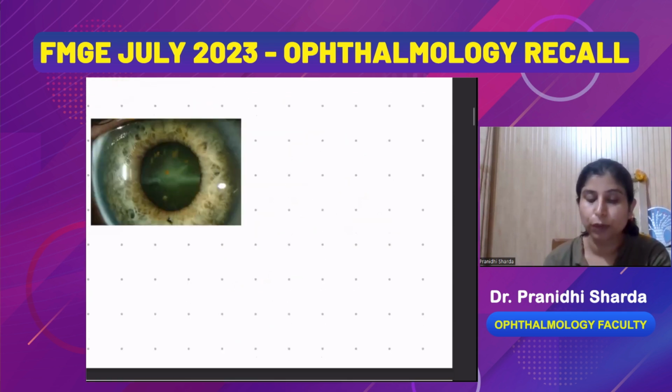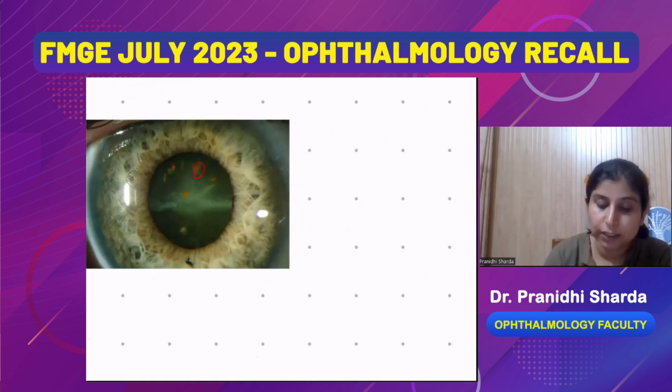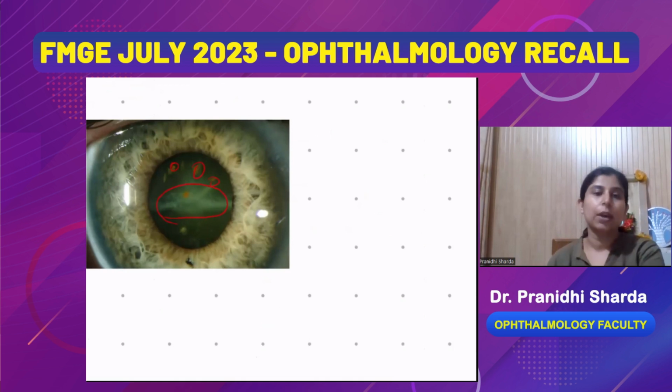I hope all of you are clear with this. I have attached a picture of siderosis bulbi. Here you can appreciate the pigmentation in the corneal layers. You can appreciate the cataract. There is a deposition of iron in the lens leading to cataract, and the type of cataract seen is mostly anterior subcapsular cataract in siderosis bulbi.